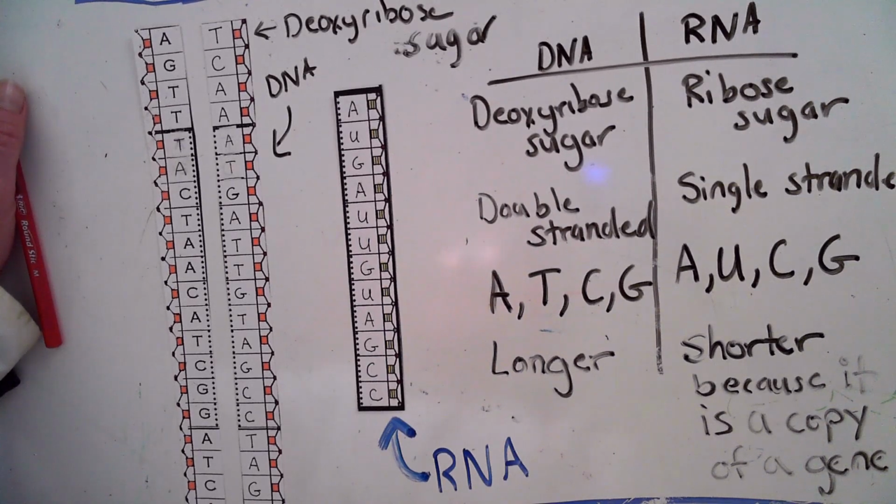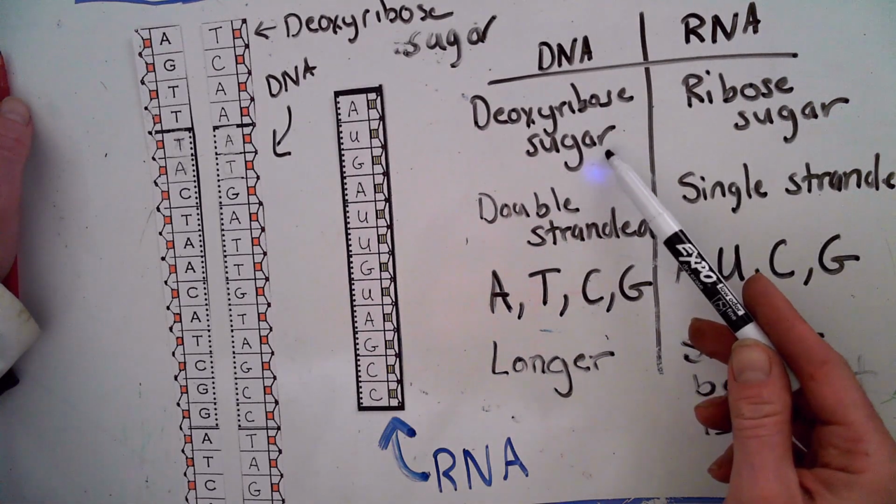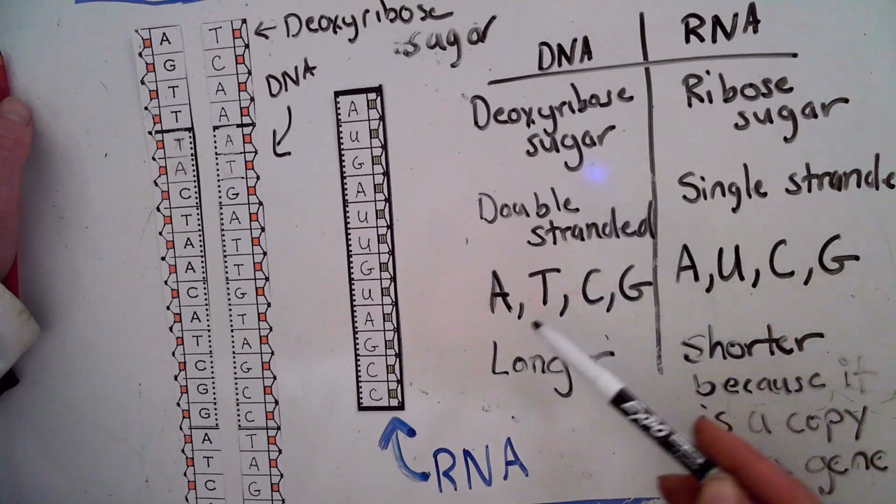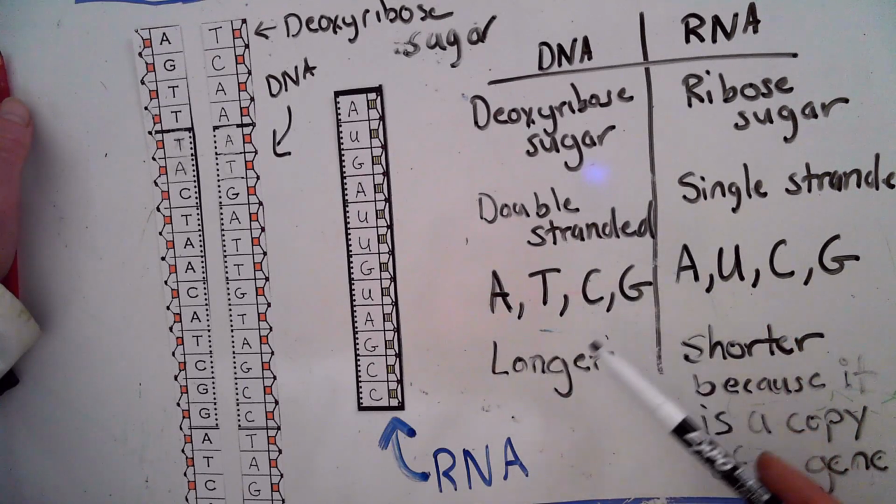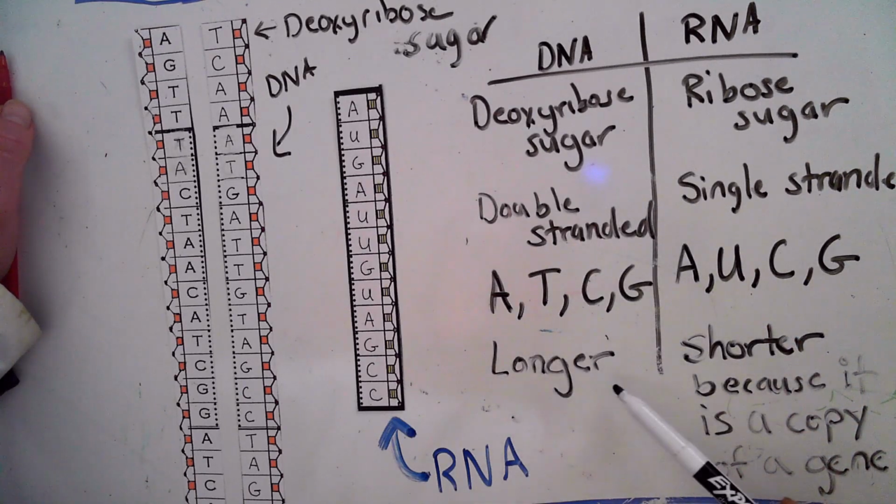So those are the 4 main differences between DNA and RNA. DNA has a different sugar. It's double-stranded. It has these 4 nitrogen bases, and it's going to be much longer. It represents your entire genome. All your chromosomes together are made up of DNA.